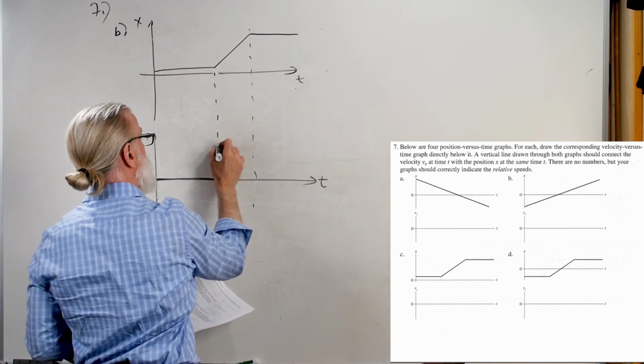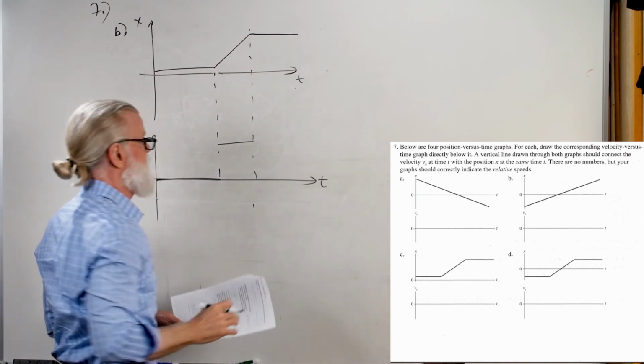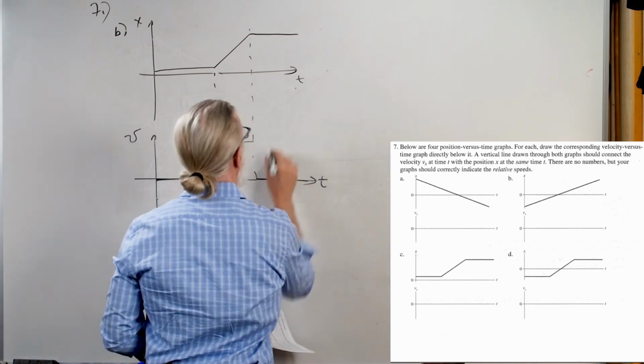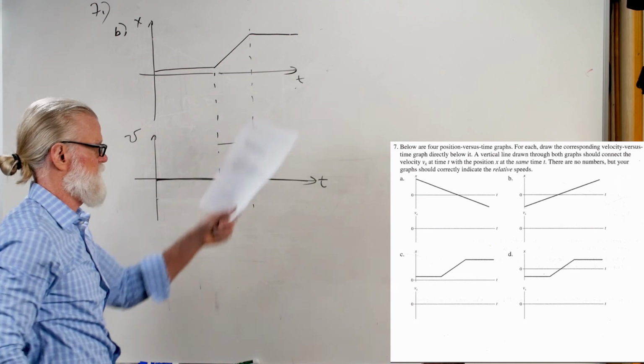Positive slope. Here we got a positive velocity like that. Positive constant velocity like that. And then we're 0 again. We're at rest. 0 velocity, 0 slope.